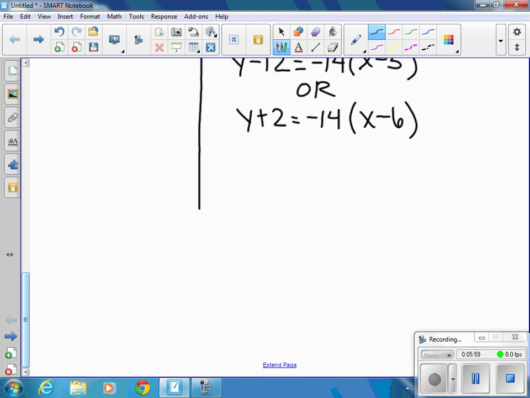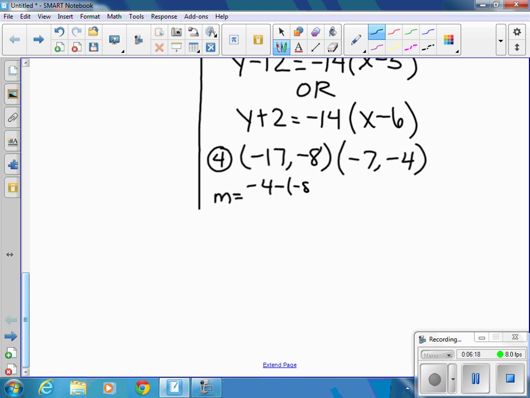All right, so let's take on another one that does the same thing. It has two ordered pairs. So we have negative 17, negative 8, and negative 7, negative 4. Again, first things first, we don't have a slope, we've got to find one. Right, so we're going to use that slope formula and figure out what our m is. So we have negative 4 minus negative 8, and then on the bottom we'll have negative 7 minus negative 17. Right, then we change our two negatives to plus signs and simplify.